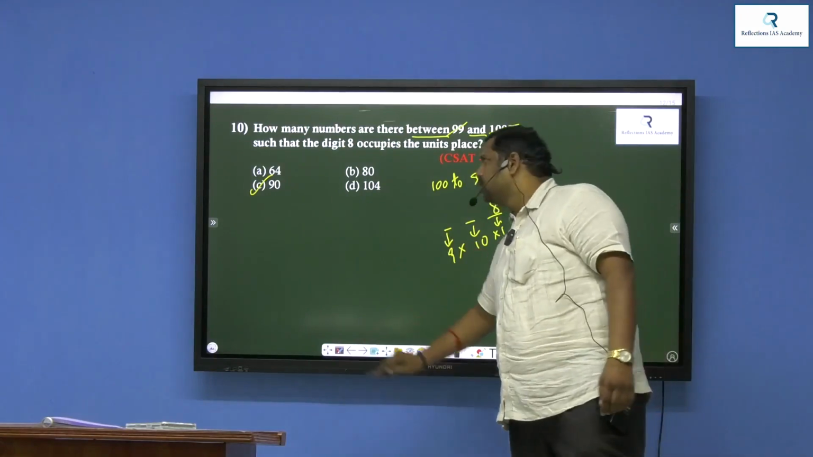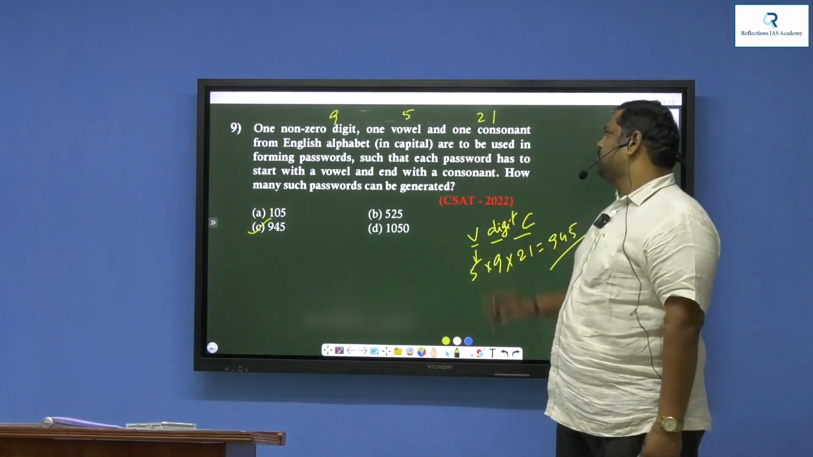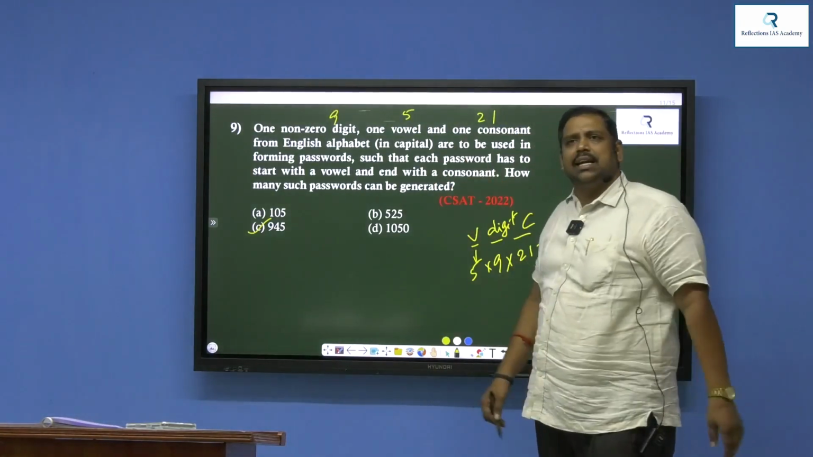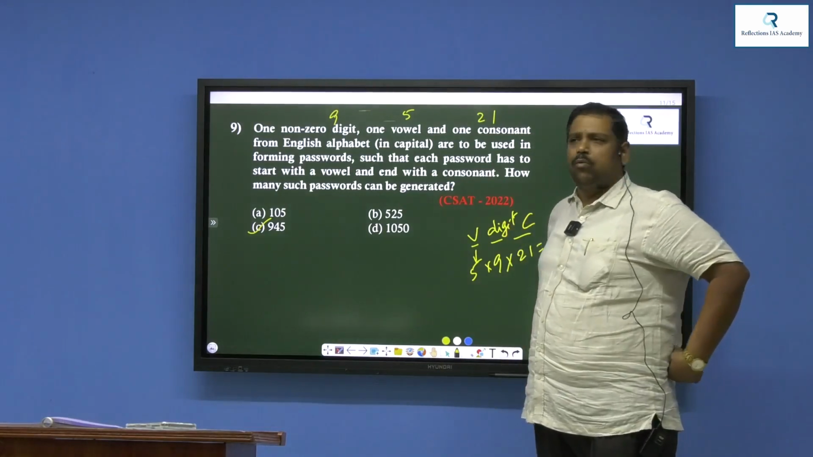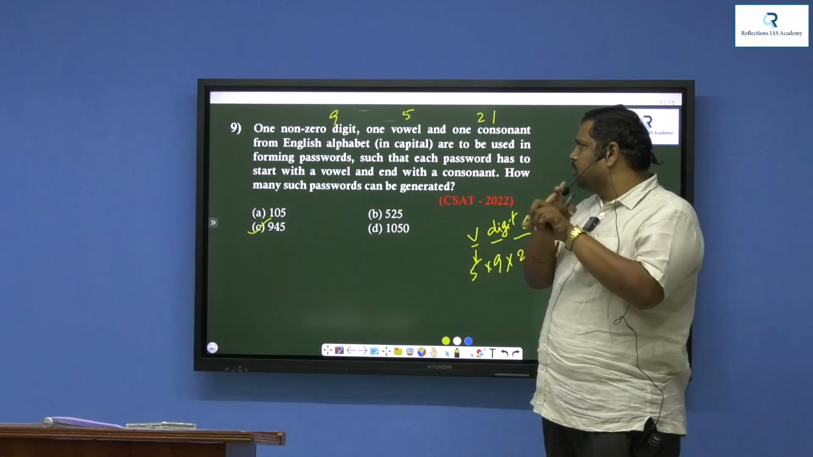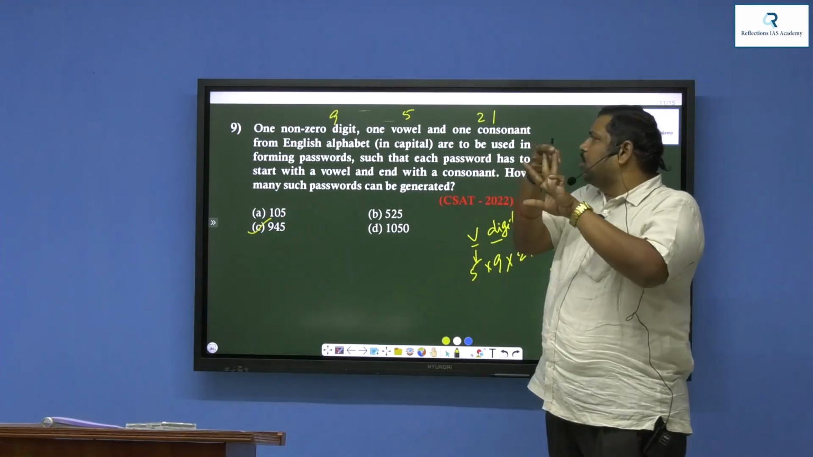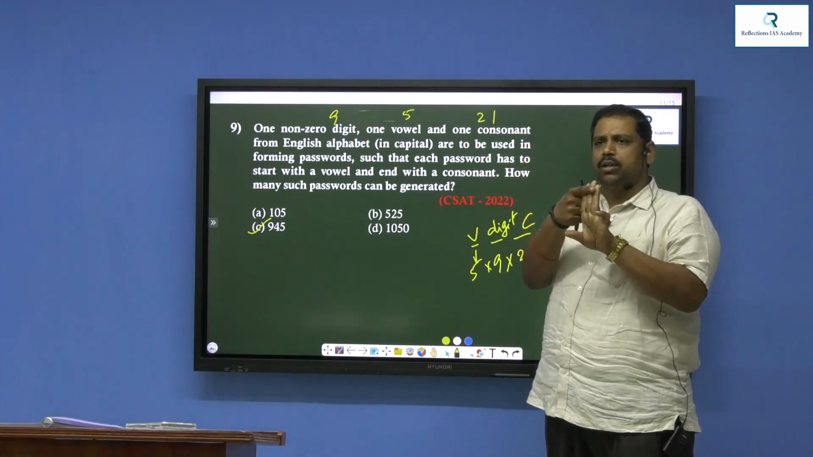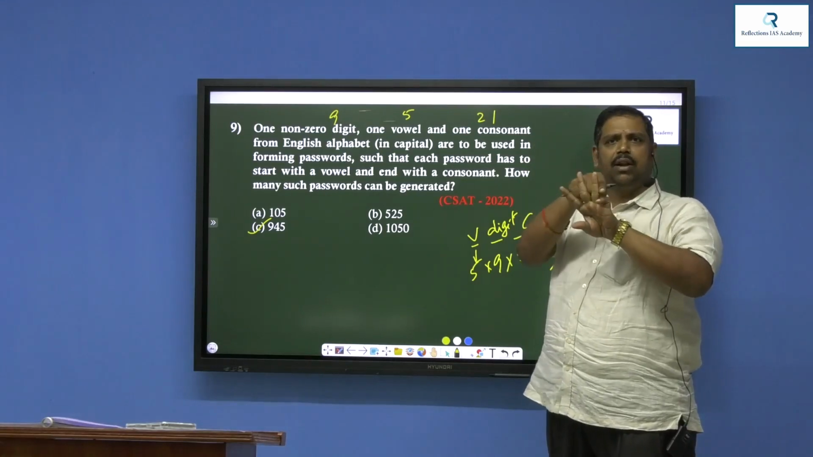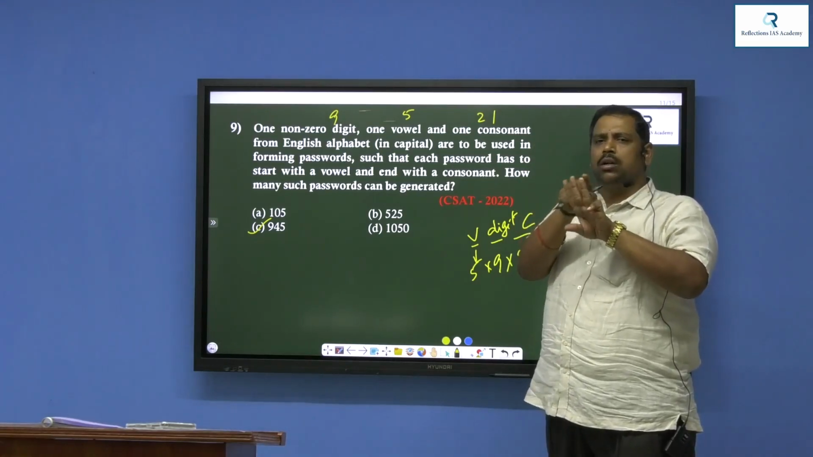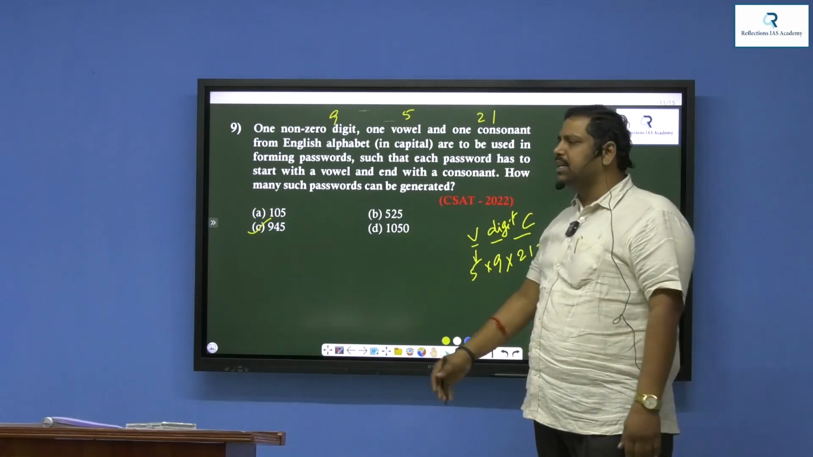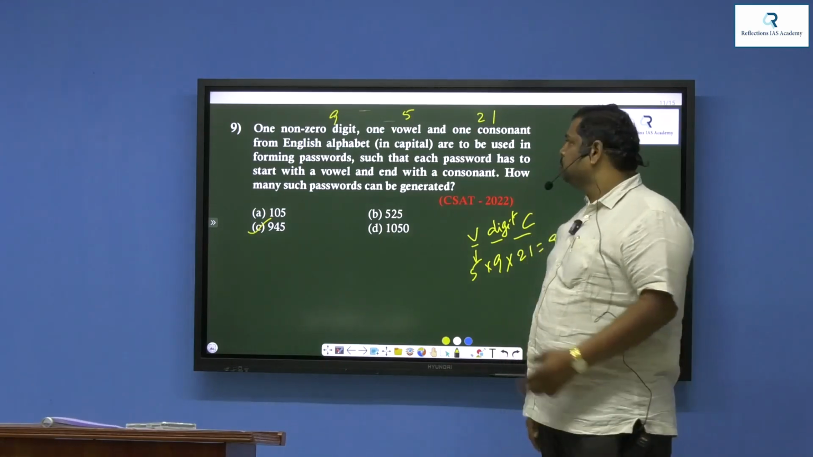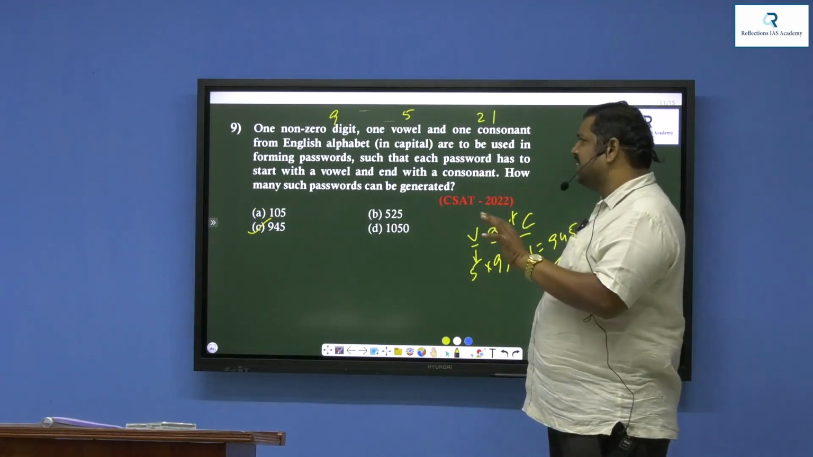In this question, one of your friends says that it has not been said how many digits the password should have. What you have to observe is that one non-zero digit, one vowel, and one consonant from the English alphabet are used. This is 1, 1, 1. Total how many have I used? 3. So it should be a 3-digit password.